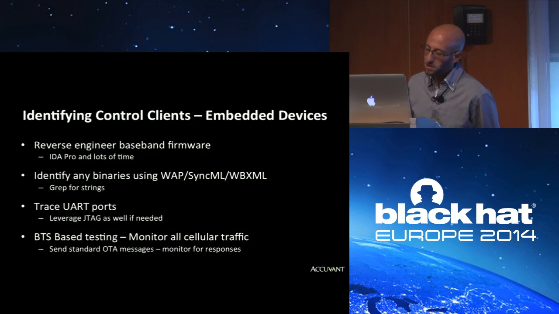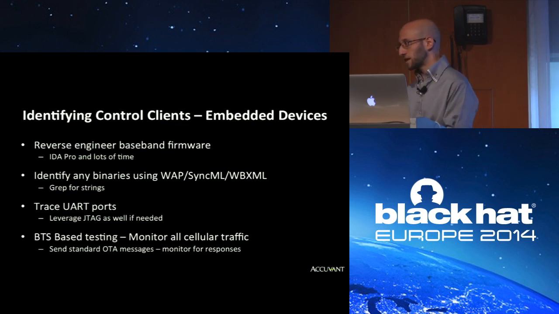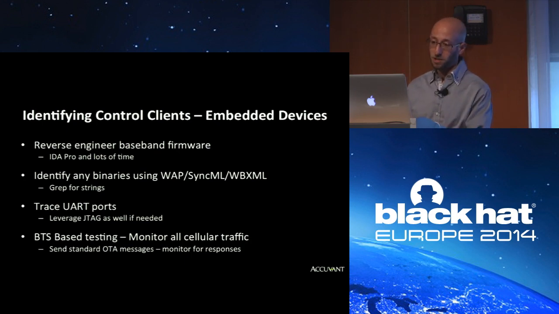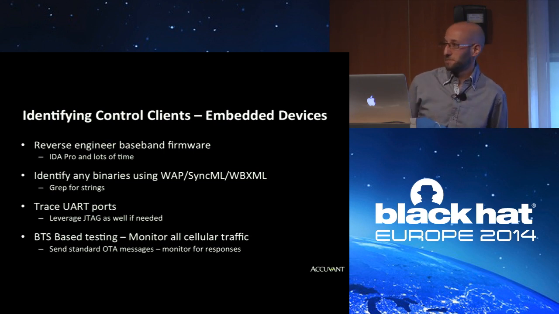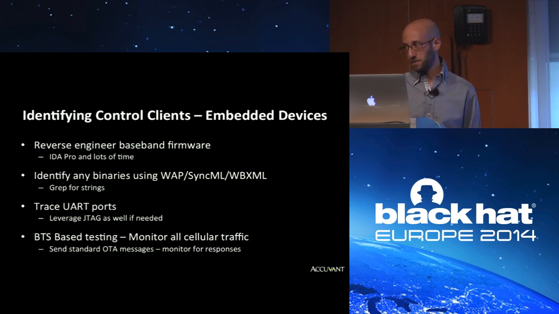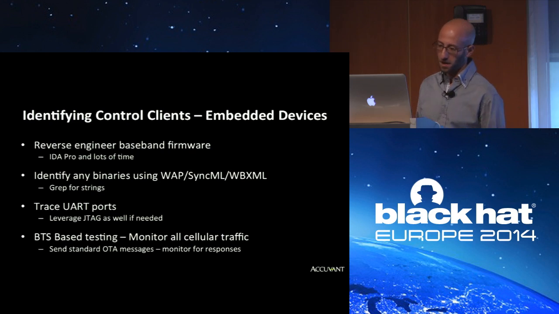Okay, so let's talk about embedded devices a little bit. So embedded would be any kind of IoT or whatever type of little device that's not a phone. Pretty much, you can start with the baseband, throw it into IDA, see what you see. It's going to take a lot of time. You can then, or grep for strings, probably faster. Just see if you can find anything that is using WAP, SyncML, WBXML. Quick, though not super effective.